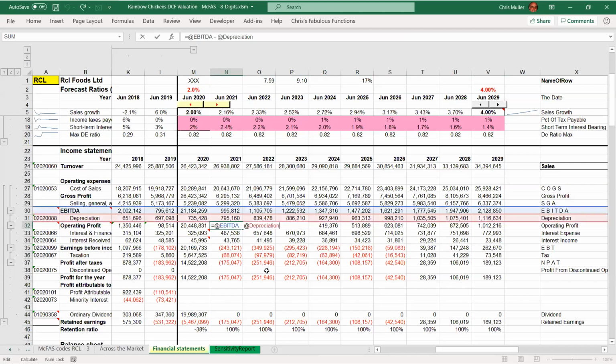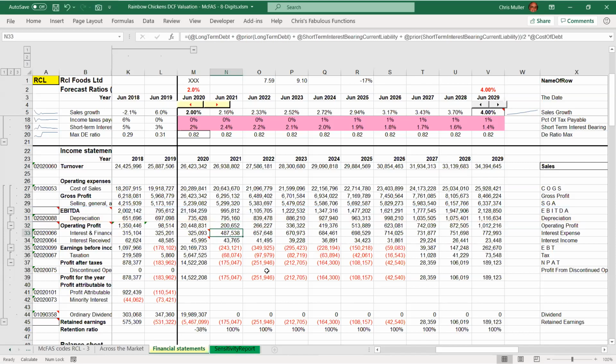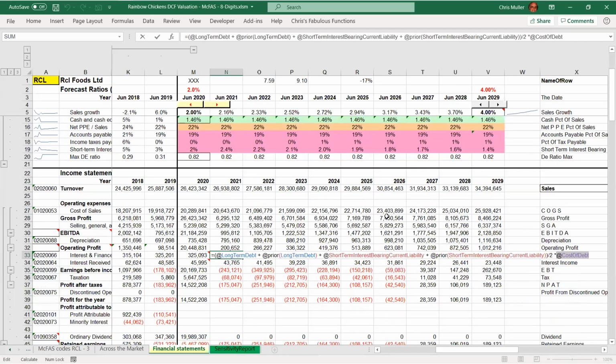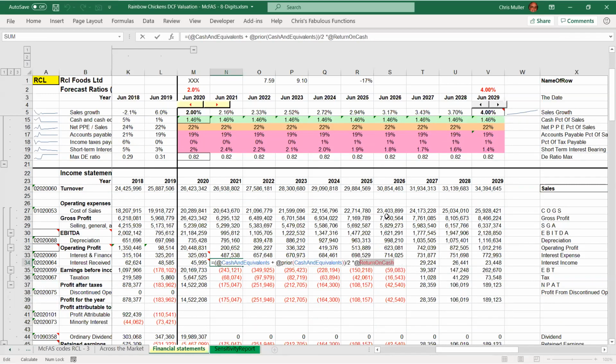Operating profit, EBITDA minus the depreciation, interest and finance charge. Well, what is it that causes interest and finance? It's your long-term debt, opening and closing balances, short-term opening and closing balances. Divide by 2 to get the average, and finally multiply by your cost of debt. So somewhere up the top right there, I've called it cost of debt. See it all happening. Similarly, for any cash we might receive, we've got a return on cash, and I'm going to multiply it by my average money that sits in my cash and equivalents, earning interest.